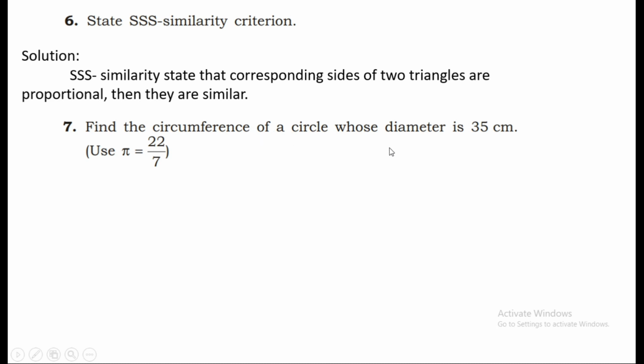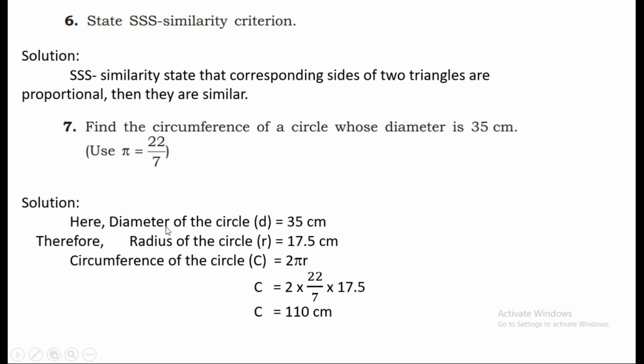So here r is not given directly. Diameter is given, and we know that radius is half of diameter. So first we'll write that diameter is 35, so radius is 17.5. So the circumference is 2 pi r, so 2 into pi value is given as 22/7 into radius 17.5. So circumference equals, when you calculate this, it will come out to be 110 centimeter.